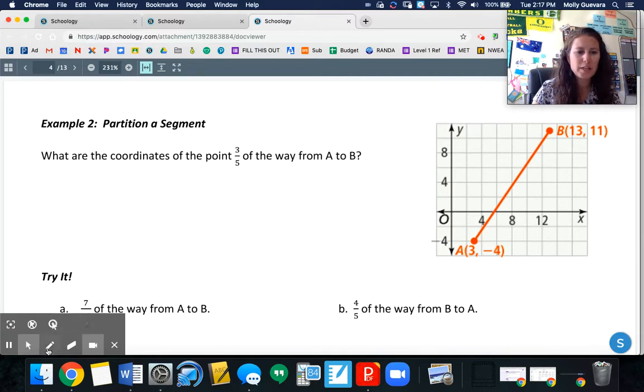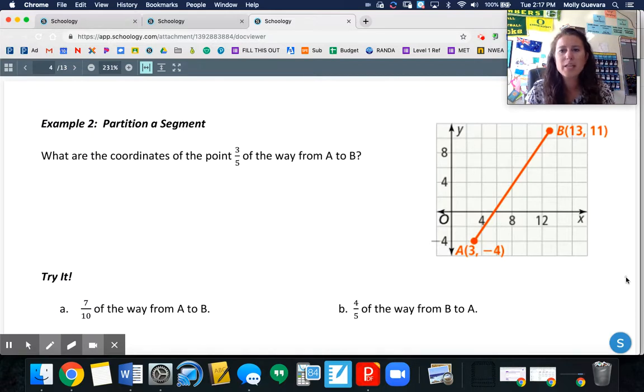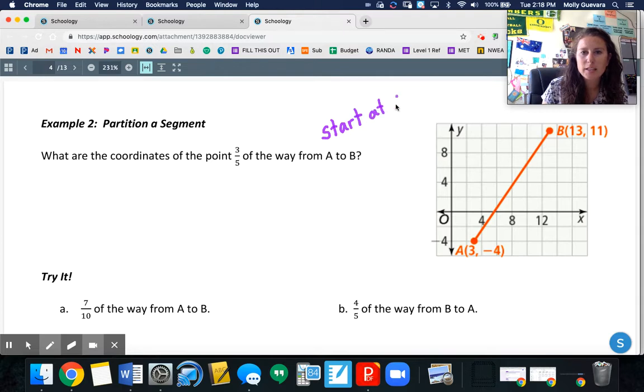Okay, example 2 here is all about finding a partition of a segment. So what we mean here is, for example, it says, what is the coordinate of the point 3/5 of the way from A to B? So I'm not trying to find the coordinate of the midpoint, right? I'm trying to find the coordinate 3/5 of the way. So like in here or in here, right? Somewhere else along the line. Because it says from A to B, that means that we start at A. And so that's really important. If it wanted from B to A, you would start at B. But because it's from A to B, we start at A.